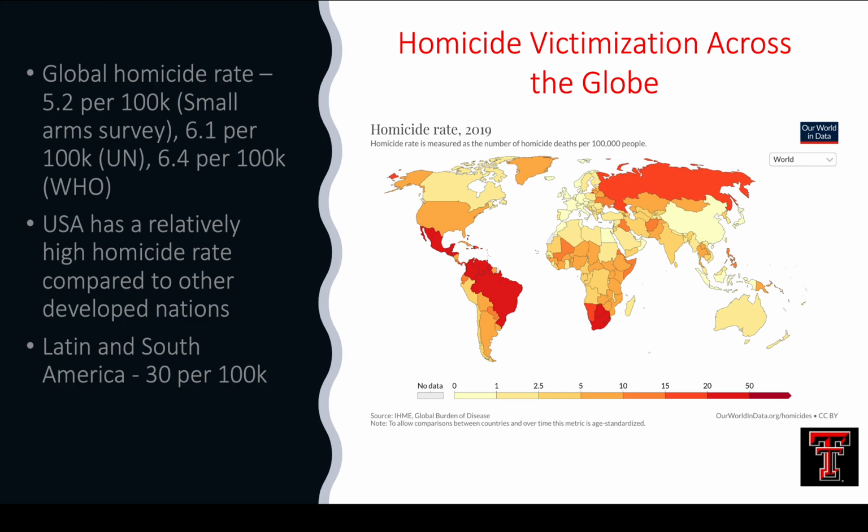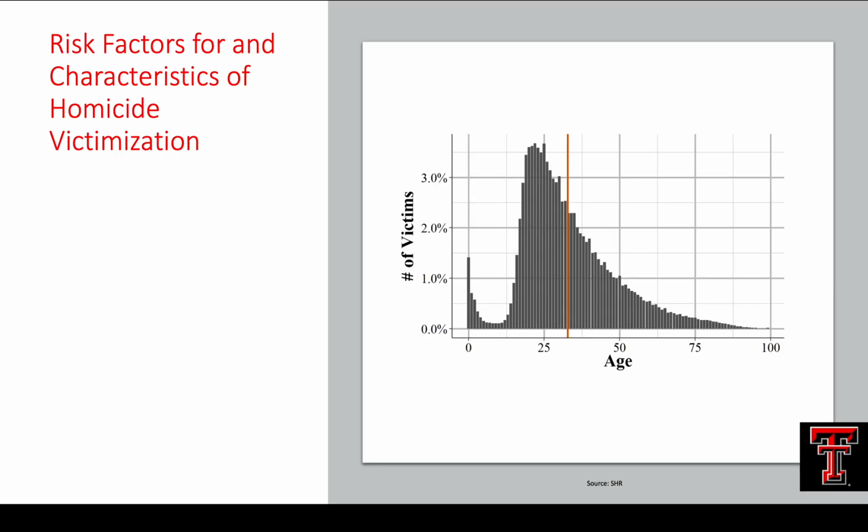However, Latin and South America probably has the highest homicide rates, about 30 per 100K. Southern Africa as well, Russia as well. So still higher homicide rates than the United States. Western Europe and Japan have the lowest, less than 1 per 100K. And we'll talk a little bit about the reasons why this is when we talk about international perspectives in a later chapter.